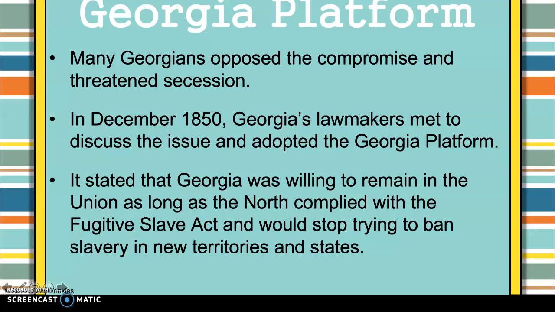The Georgia Platform was created because so many Georgians opposed the compromise, and Georgia threatened secession. So in December of 1850, the lawmakers met to discuss the issues that they adopted in the Georgia Platform. This platform states that Georgia is willing to remain in the Union as long as the North complied with the Fugitive Slave Act, and that they would stop trying to ban slavery in new territories and new states.